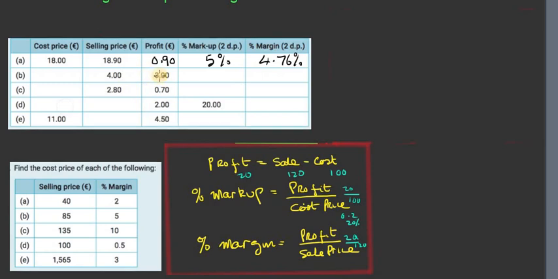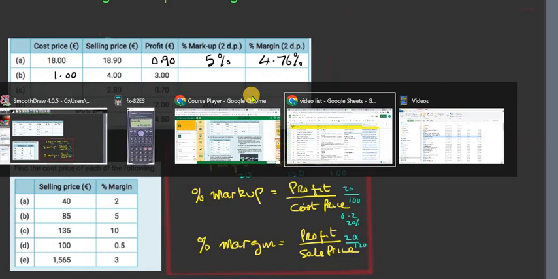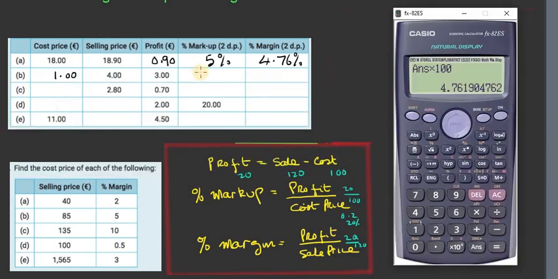Now in the next one, we have profit equal to €3 and selling price €4. So profit is equal to sale minus cost. So 3 is equal to the selling price, 4, minus the cost price. So the cost price has to be equal to €1. I will do this once more. I will get the calculator back in and work out this percentage markup to 2 decimal places.